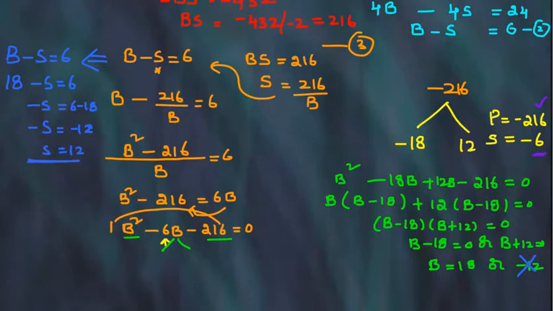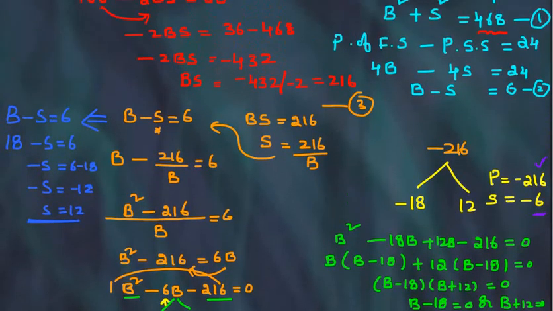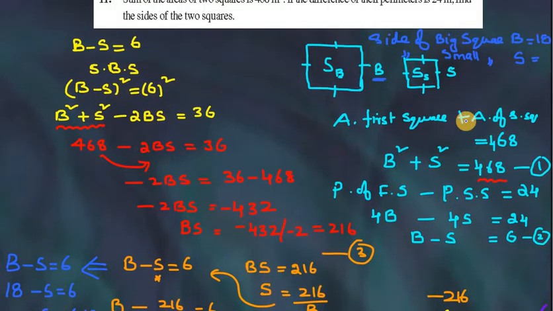So in this way I got the value. If you come back to the sum, the S we assumed as the small square side is 12 meters. So one is 18 meters, and the second one is 12 meters. This is all about the sum.